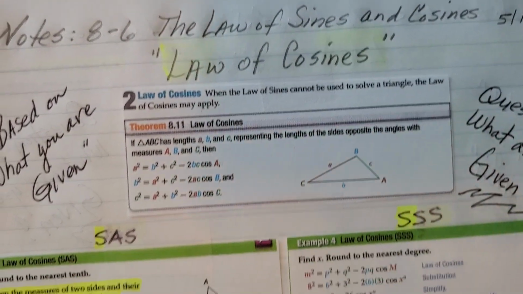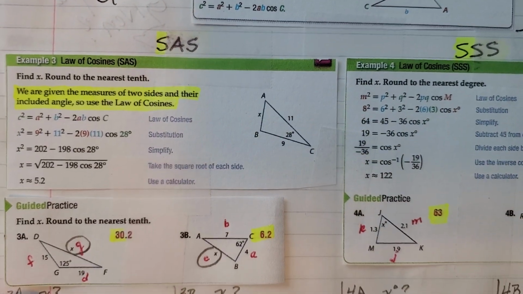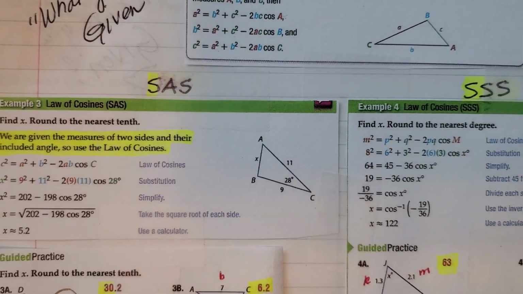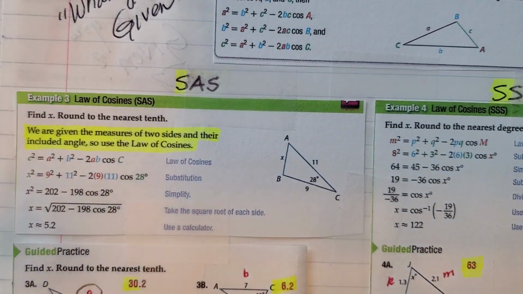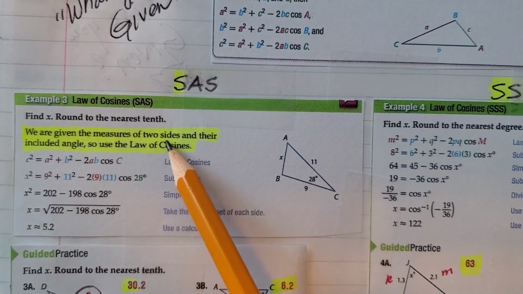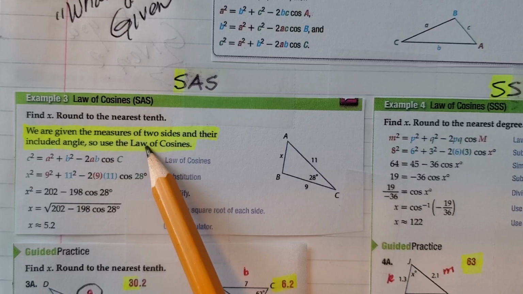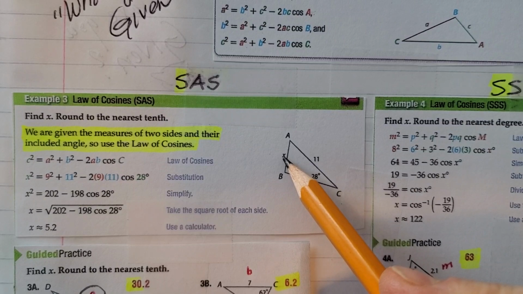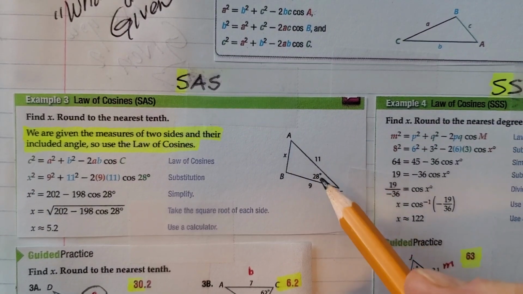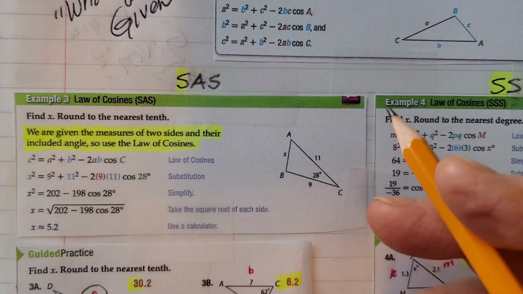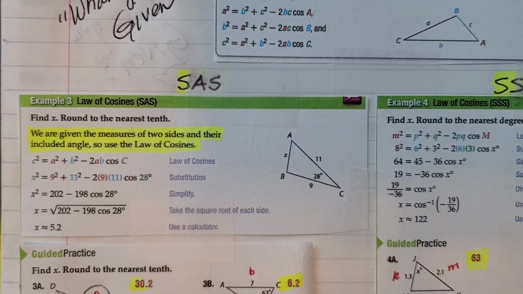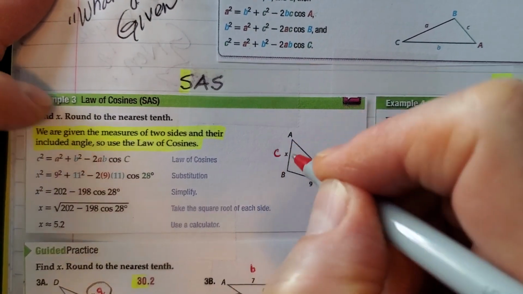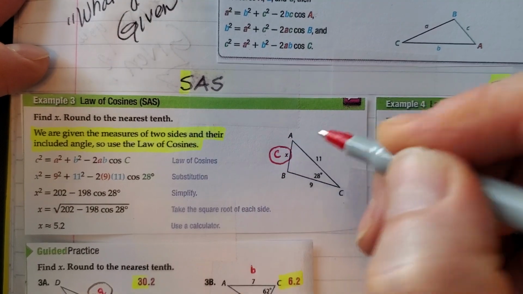So now I'm going to do some examples. So here's the first example. Okay, I'm going to zoom in here. Example 1. We are given the measures of two sides and their included angle, so we use the law of cosines. So you can see we've got two sides and the included angle. We want to find x because that's the third side. So how do we do that? We set up the law of cosines. Now we first have to label. If that's big C, that's little c, and that's what we're trying to find.